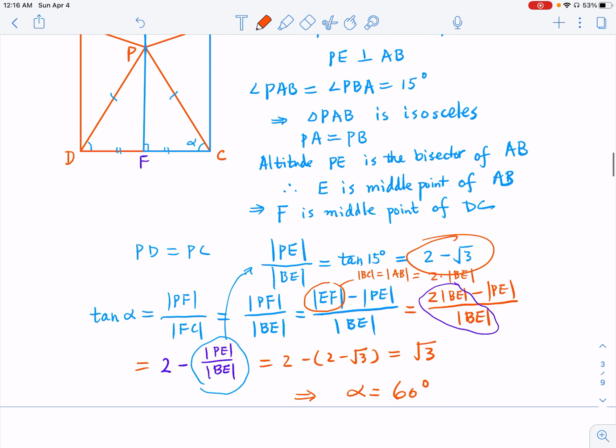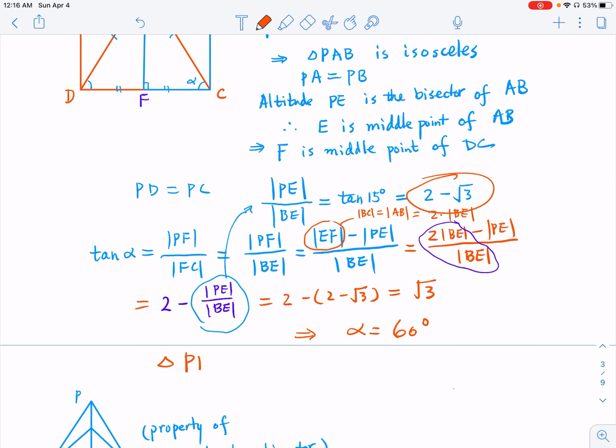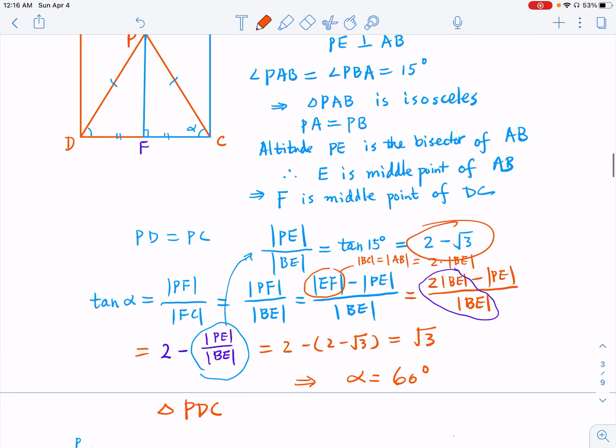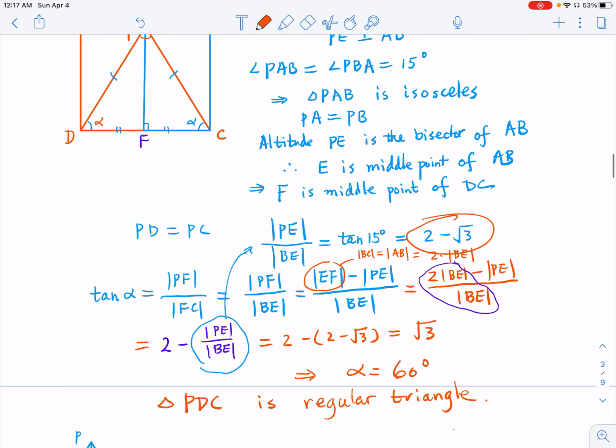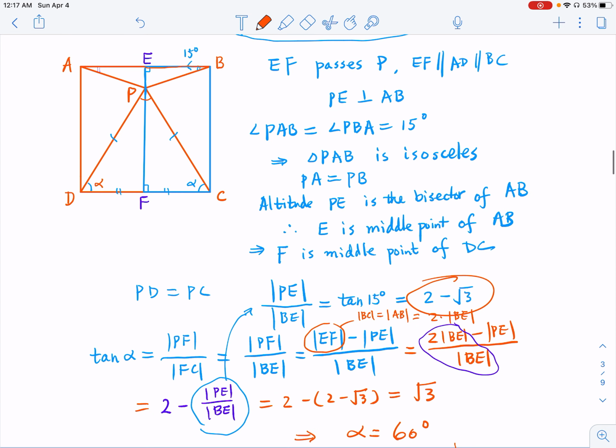Now, since we know PDC is isosceles from earlier, and this angle equals 60 degrees, the remaining angles would also be 60 degrees. So we have proven that PDC is a regular triangle. That's the proof. The key here is the knowledge that tangent 15 degrees equals 2 minus the square root of 3. That's it for today.